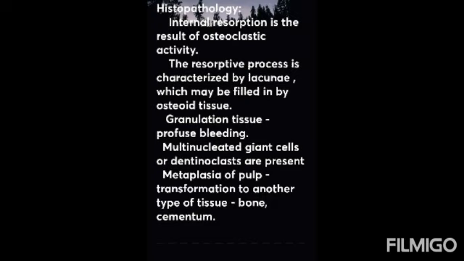So multinucleated giant cells and or dentinoclasts are present. The pulp usually is chronically inflamed. There is metaplasia of the pulp, that is, transformation to another type of tissue, such as bone or cementum. So this is the histopathology.